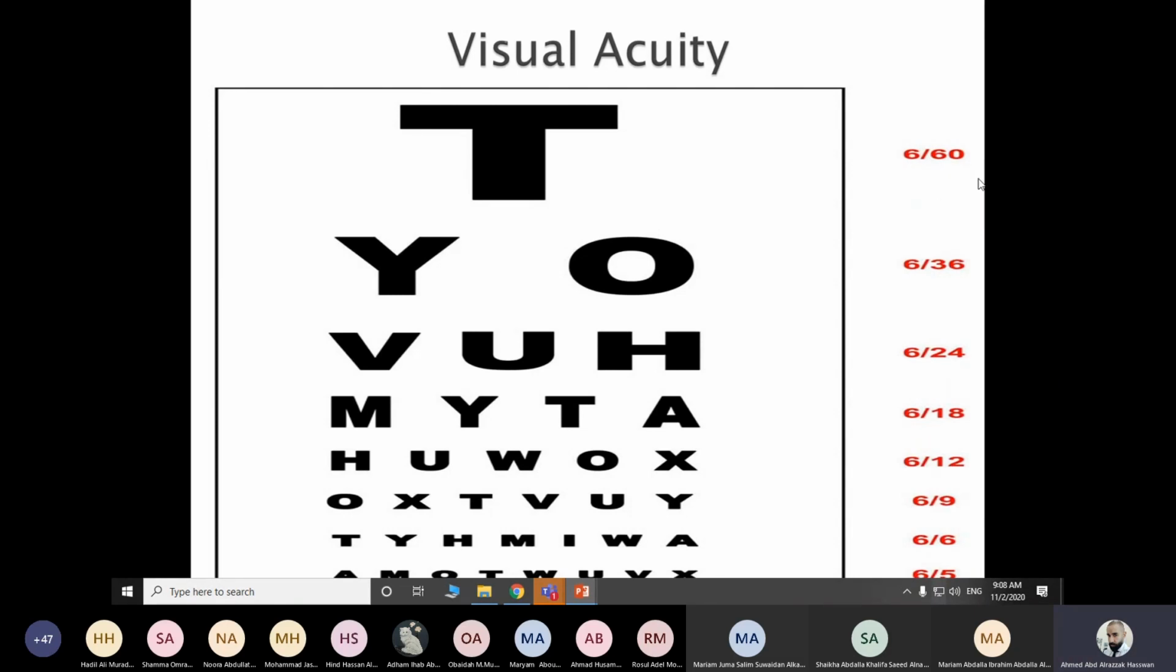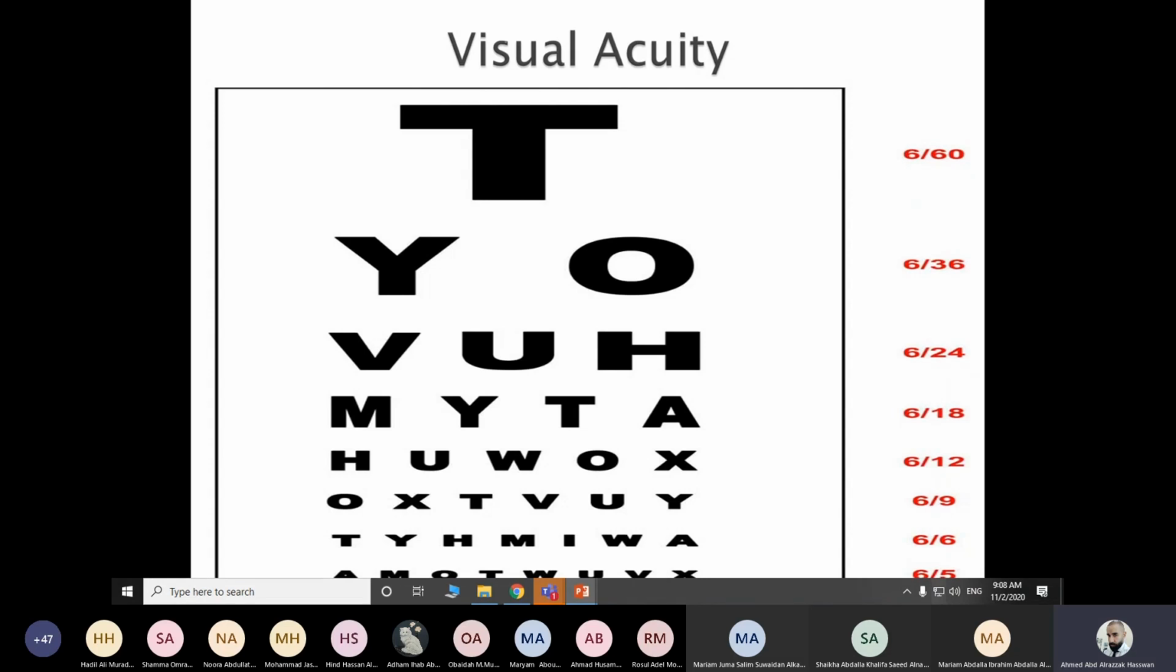So for example, here 6/60. This big T, a normal individual with normal visual acuity could see from 60 meters away. But our patient can only see it from 6 meters. So you can see how severe his visual acuity is. So clear, guys, what do these numbers indicate? Now, the problem is things are not that straight and easy usually.